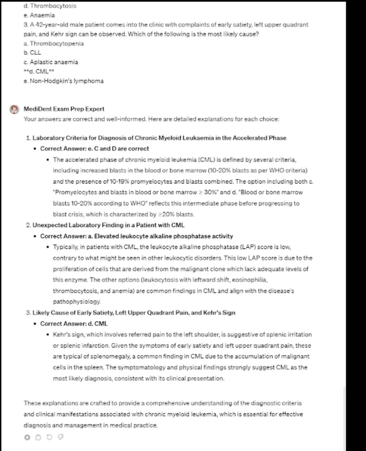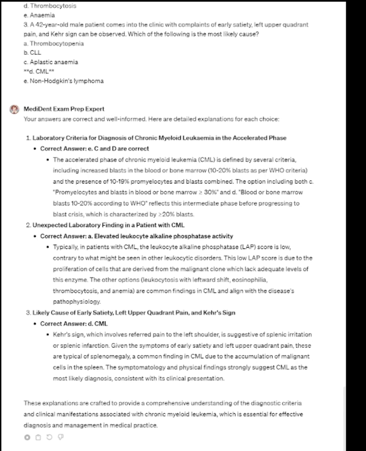The accelerated phase of chronic myeloid leukemia, CML, is defined by several criteria, including increased blasts in the blood or bone marrow, 10 to 20% blasts as per WHO criteria, and the presence of 10 to 19% promyelocytes and blasts combined. The option including both C, promyelocytes and blasts in blood or bone marrow, and D, blood or bone marrow blasts 10 to 20% according to WHO, reflects this intermediate phase before progressing to blast crisis, which is characterized by 20% blasts.